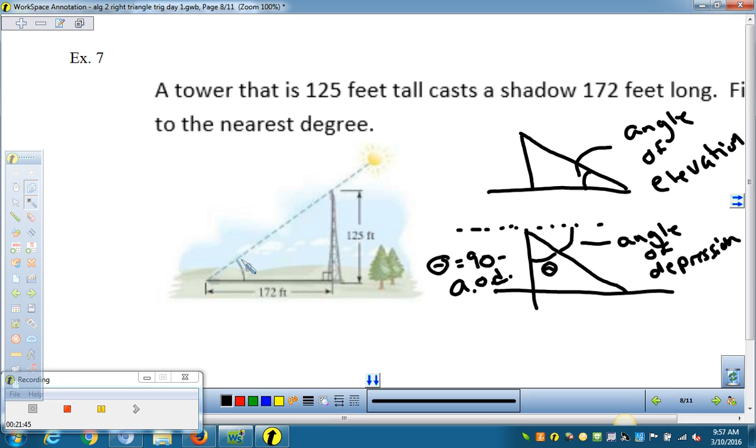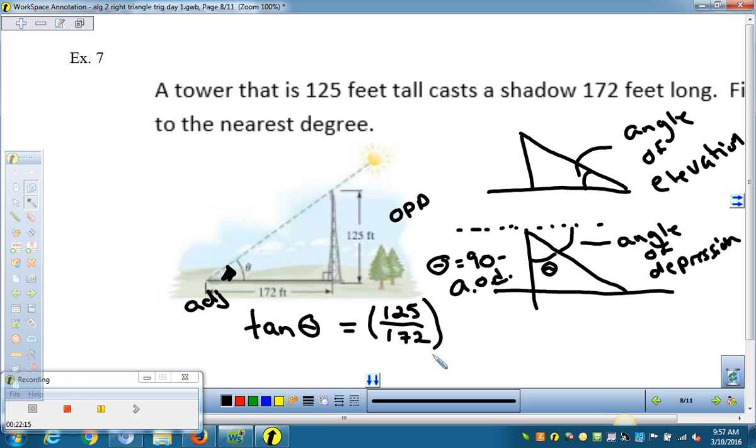All right, so I'm standing on my angle here. What sides do I have? Opposite and adjacent, but I do not have the actual angle. So I'm going to write tangent, because that's what you use for opposite and adjacent. Tangent of theta is equal to 125 over 172. Does anybody remember how to find the angles in these triangles?